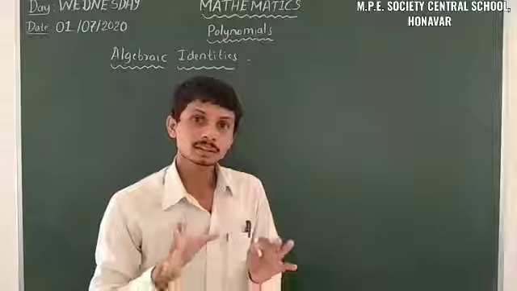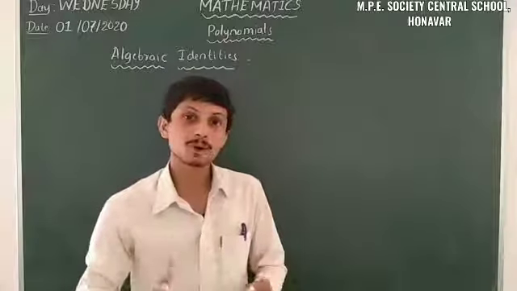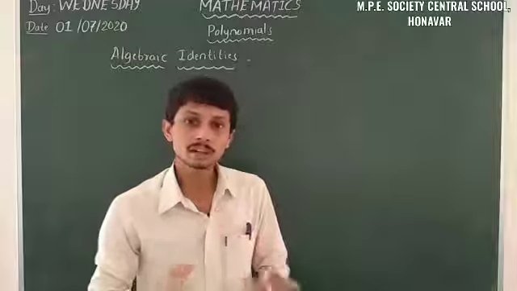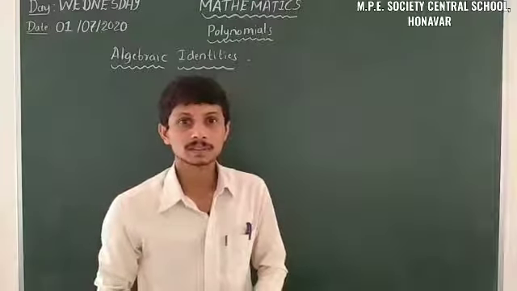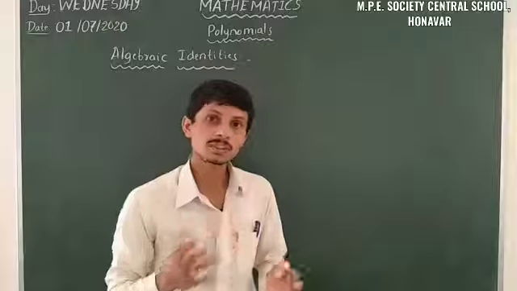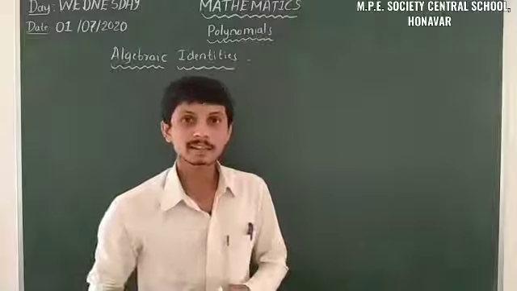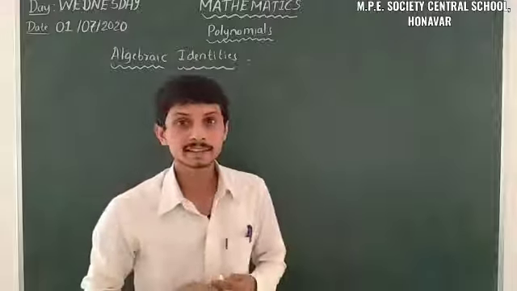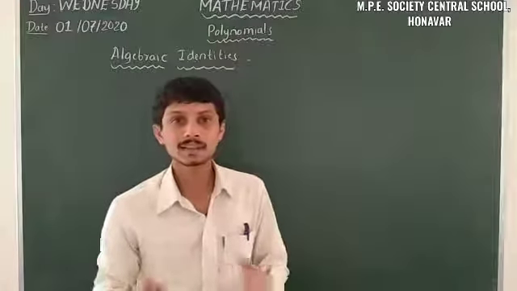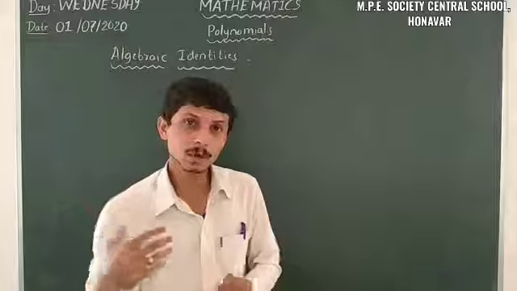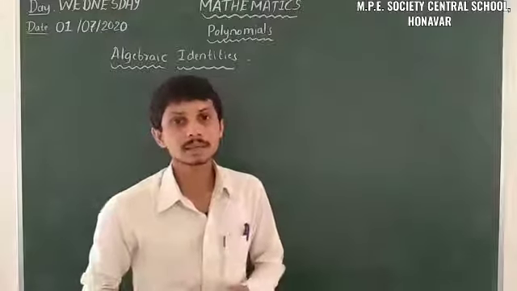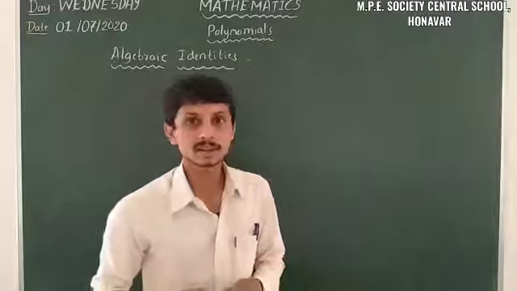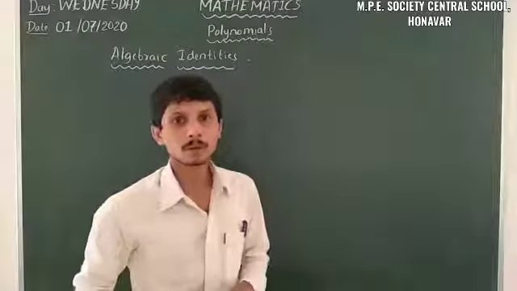So there are some identities, or some formulas, which are true for every number, true for every variable. So we can take them as formulas, and here we call them identities. Algebraic identities means we keep on taking numbers and variables. So let us discuss some of the identities of algebra, or in polynomials.